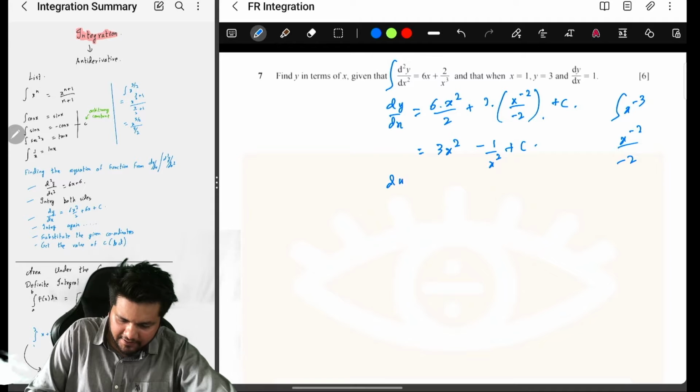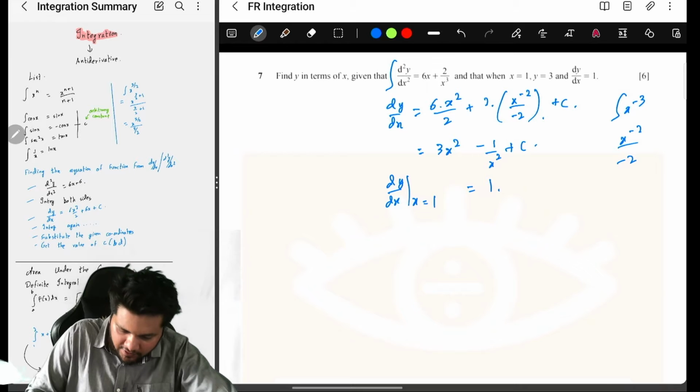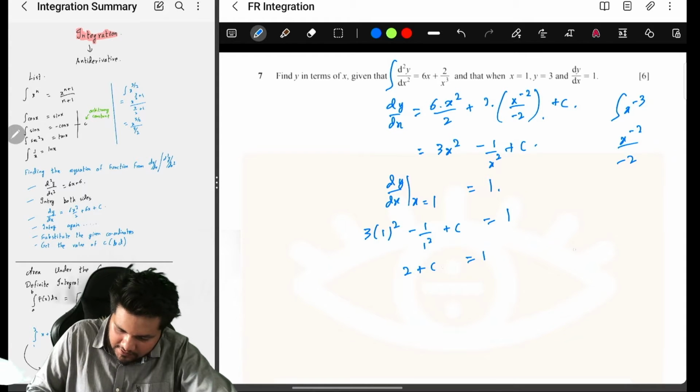So basically dy by dx at x equals 1 is nothing but 1. So I'll just substitute here. I'll get 3 times 1 square minus 1 by 1 square plus c is equal to 1. So I'll get 3 minus 1, which is nothing but 2, plus c is equal to 1, or c is equal to -1. So this is one value.